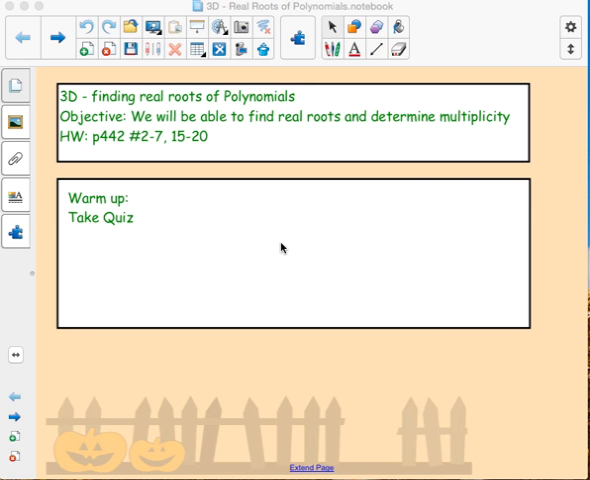Everyone, we're going to do a really quick lesson to start off our section on finding real roots of polynomials. Now that you've taken the quiz, make sure you write down what your homework is going to be tonight. We're going to get through just a couple of examples to make sure that you are ready to answer these few homework questions.